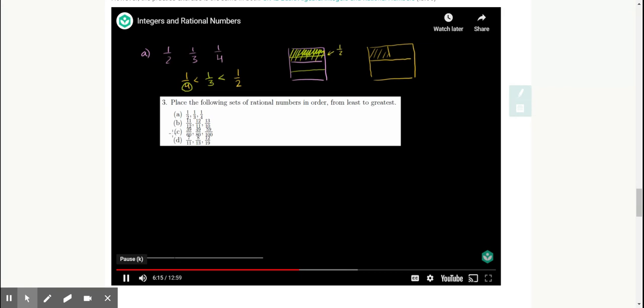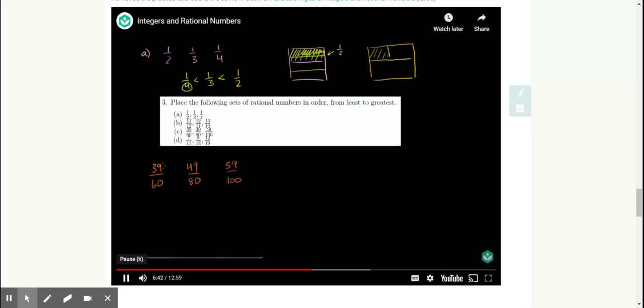Let me just do part C, just for the sake of time. So we have 39 over 60. We have 49 over 80. And we have 59 over 100. So the easiest way to do this, if you had a calculator, you would actually just divide each of these numbers out, and you would get a decimal. And it's very easy to compare decimal numbers. But let's see if we can do this a little bit more artfully.